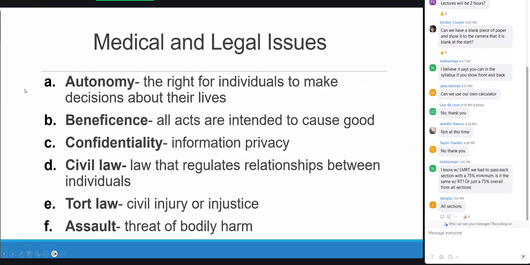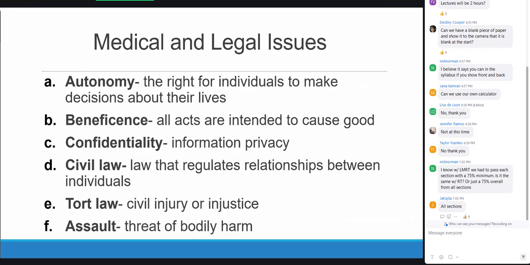Autonomy: the right for individuals to make decisions about their lives and their own health care. Beneficence is an ethical principle in which all acts are intended to cause good or provide a good outcome. Confidentiality deals with information privacy.